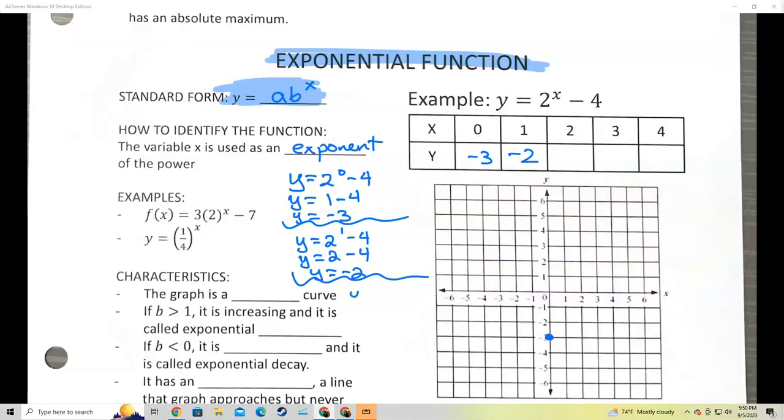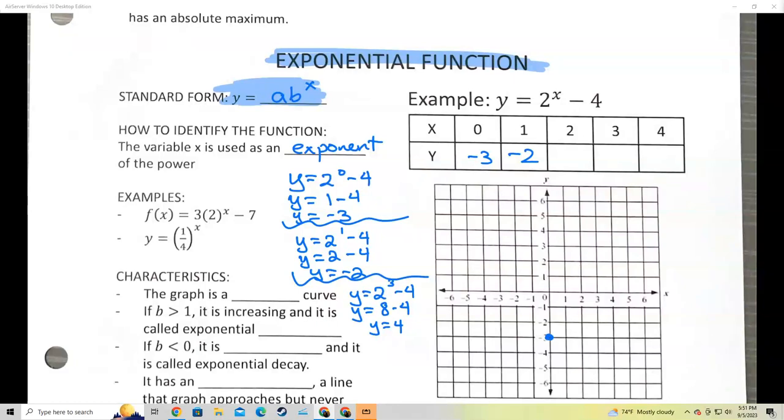Let's see. Y equals 2 to the third minus 4. Be careful. 2 to the third is not 6. Remember, 2 to the third means 2 times 2 times 2. So let's see. 2 times 2 is 4. That takes care of 2 of them. Now for the third one, 4 times 2 is 8. So I'm going to write y equals 8 minus 4. And then 8 minus 4 gives me 4.